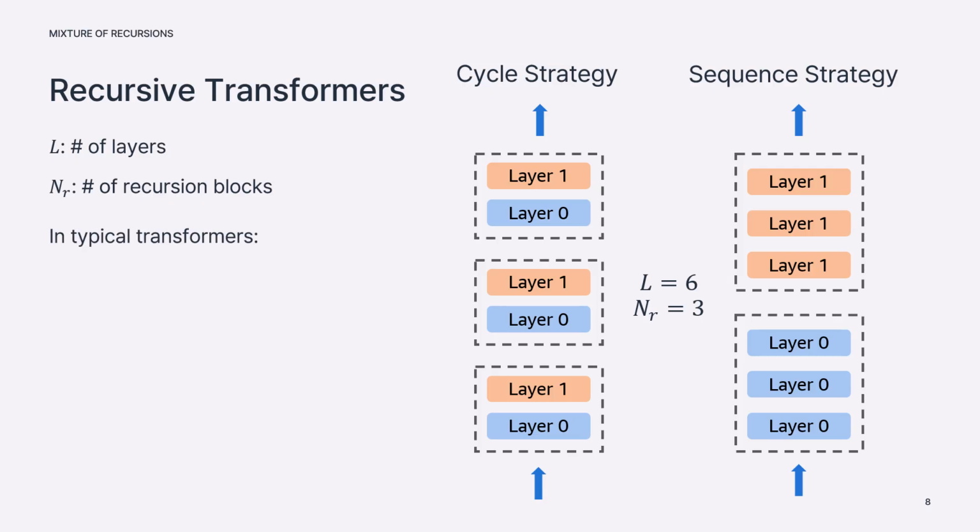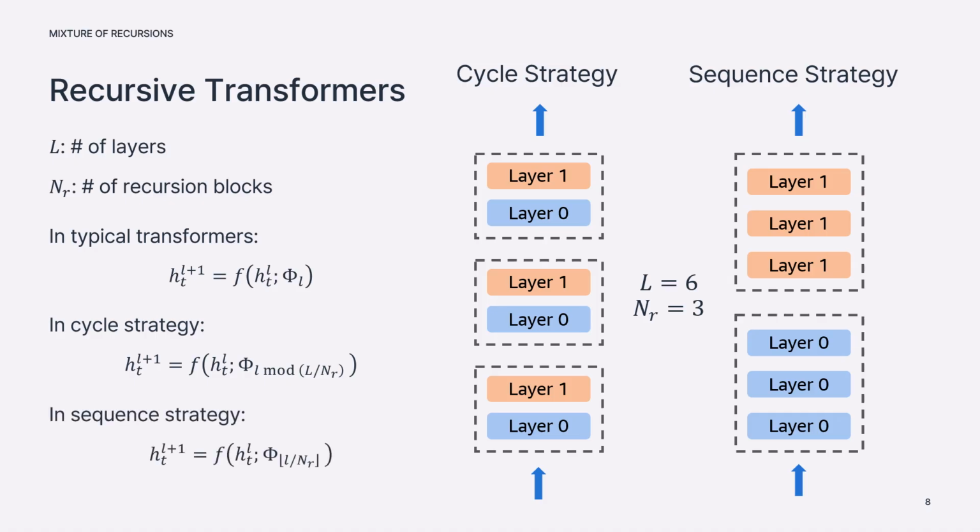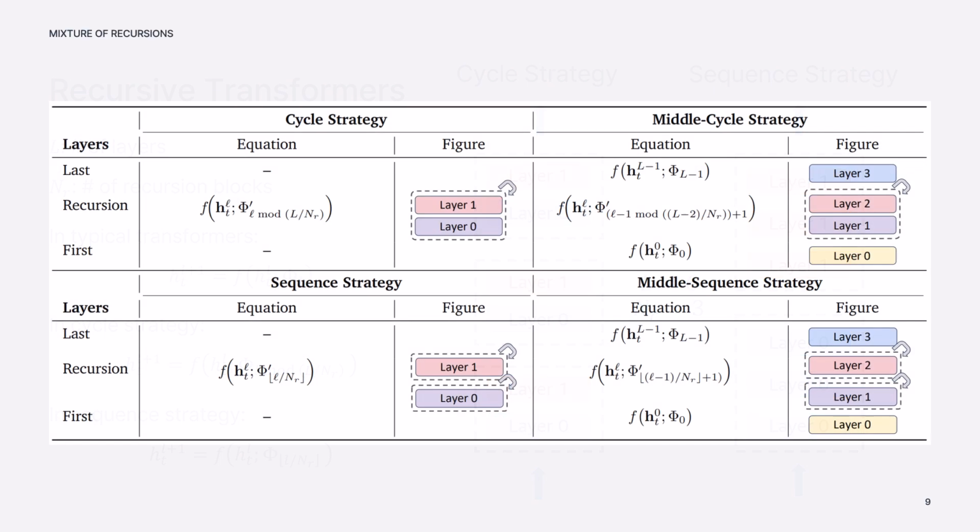In a standard transformer, token t's hidden state is updated layer by layer. In the recursive versions, the layer index order changes according to cycle or sequence. There's also a middle variant that keeps unique first and last layers, sharing only the middle part. Combining these gives 4 parameter sharing strategies: cycle, sequence, middle cycle, and middle sequence.